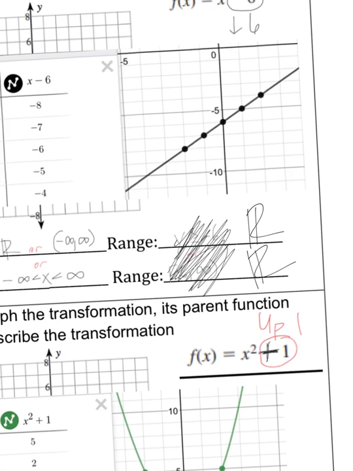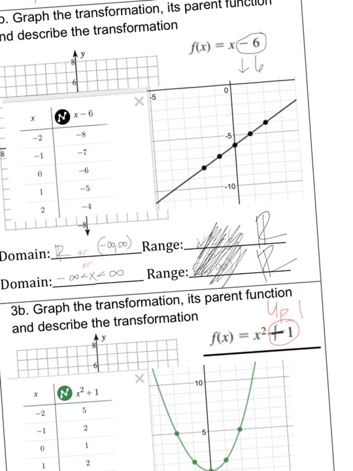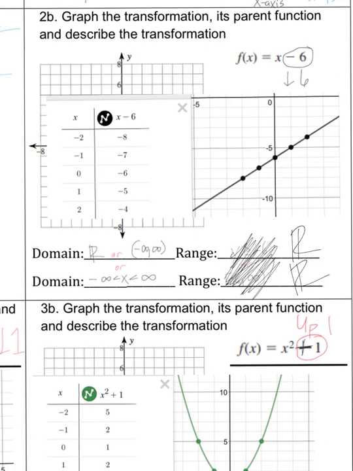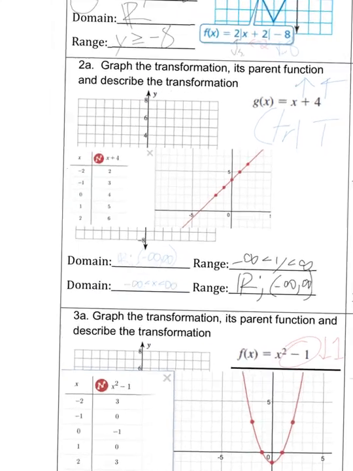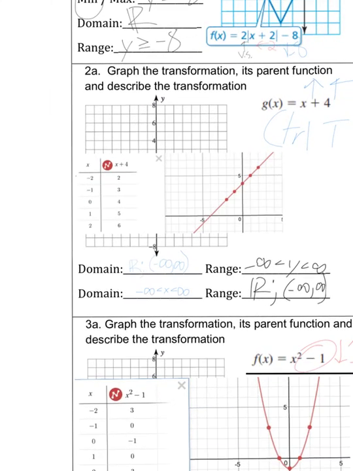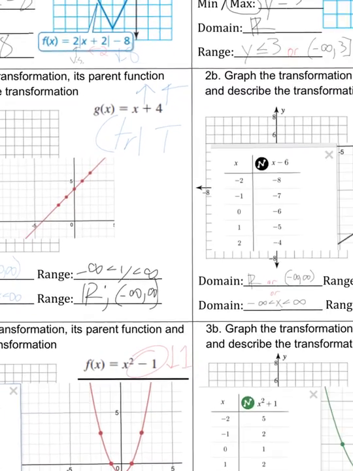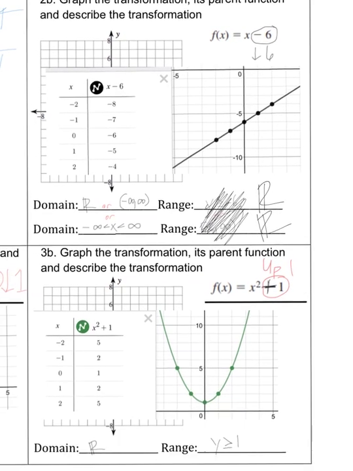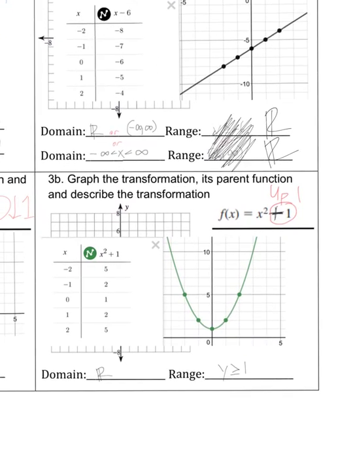And, yeah, why is that? Because it's going up and down freely forever. Okay? And the domain is all real numbers as well. See, why would the range be different from this one that we did right next to it? That's also a linear function. So, yeah, kind of a bozo mistake.